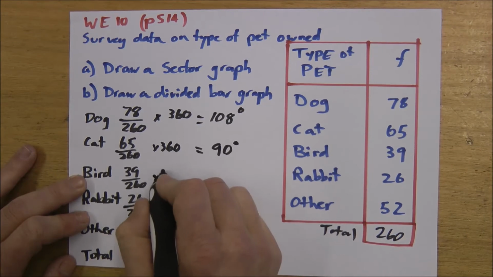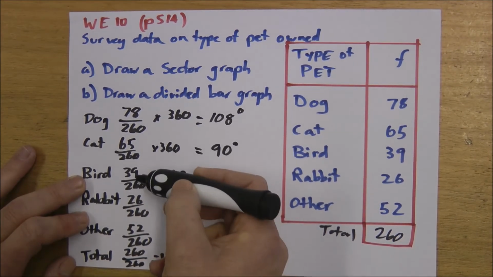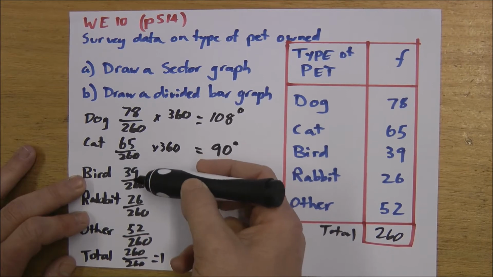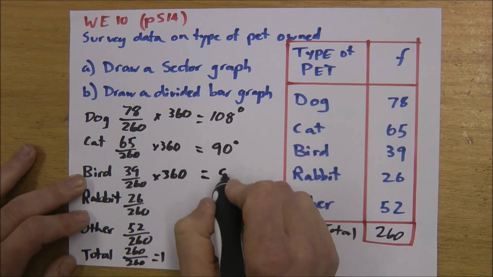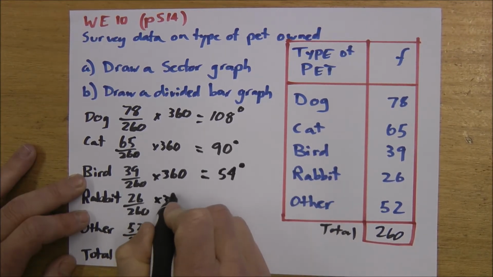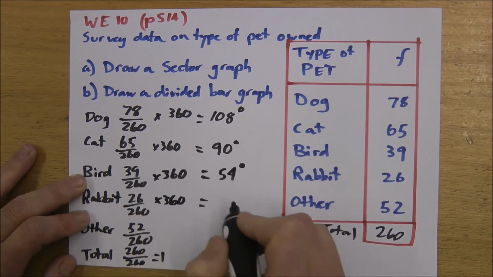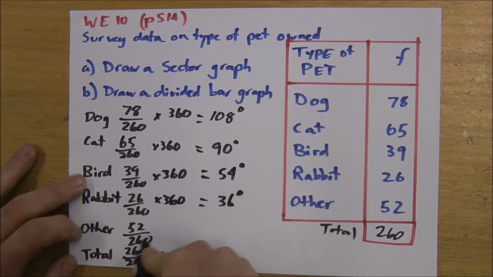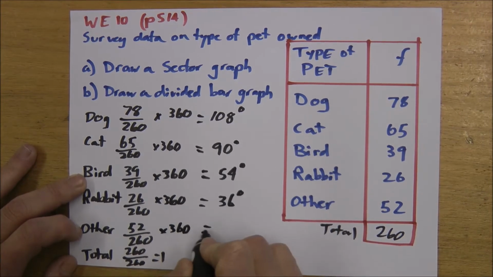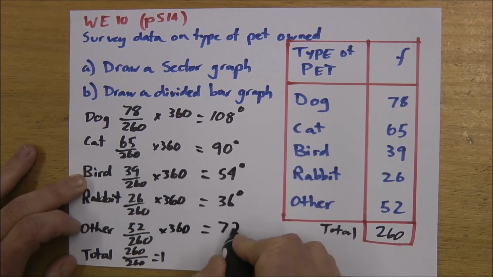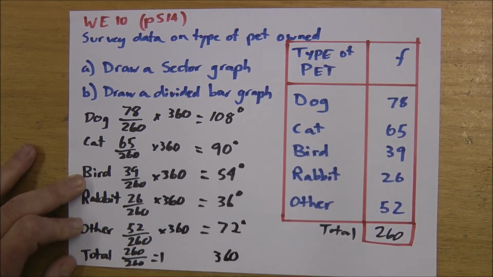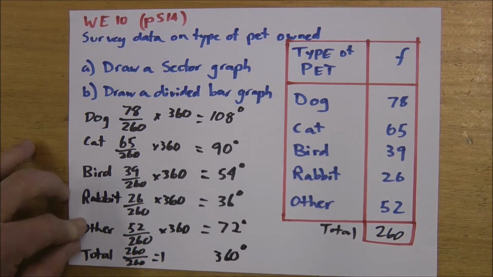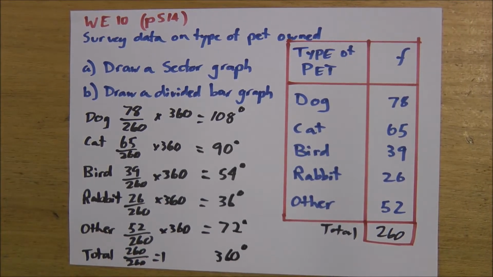The bird times 360. And remember, this fraction line means divide. 39 divided by 260 multiplied by 360 equals 54 degrees. Times 360 for the rabbits will be 36 degrees. The other category is 72 degrees, and obviously this adds to a total of 360 degrees. It should add up to a complete revolution, which is our complete circle. So how do we draw this?